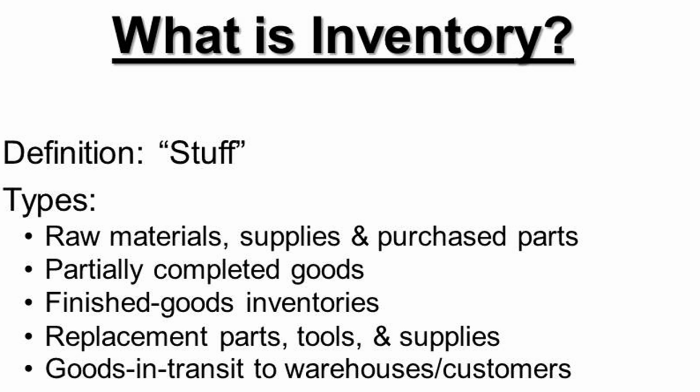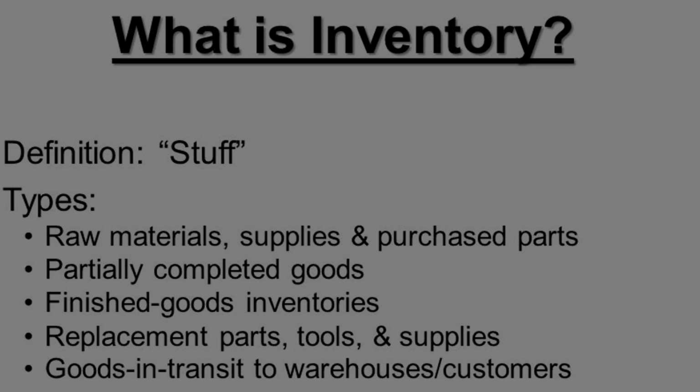What is inventory? I have a big definition. It's called stuff. Stuff that floats around in any organization or in the pipeline. And the types of inventory include things such as raw materials, supplies, purchased parts, partially completed work, work in progress, finished goods inventories, replacement parts, tools, supplies, goods in transit, in warehouses, in retail locations, and so on.